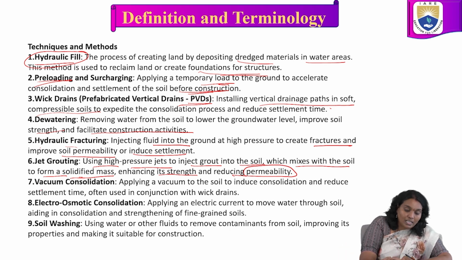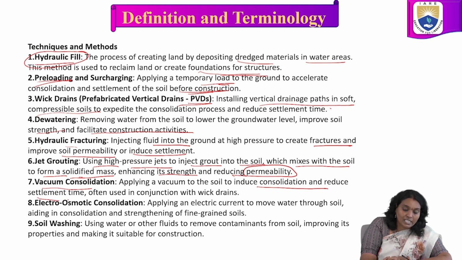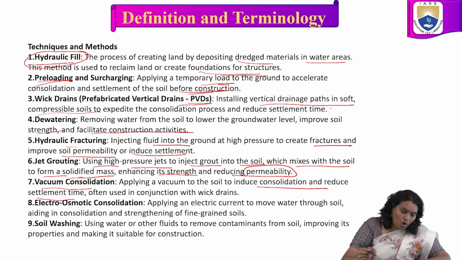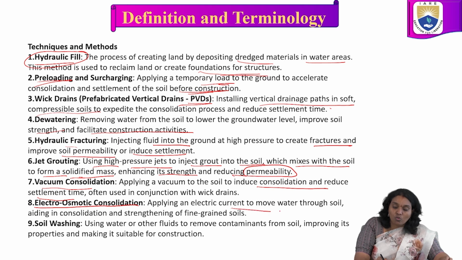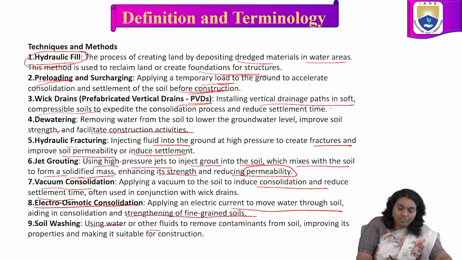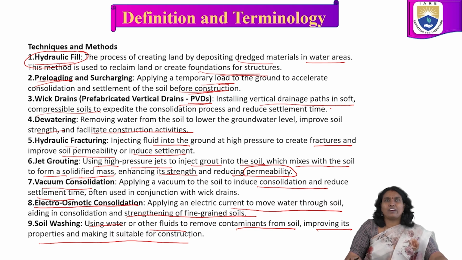And also vacuum consolidation, applying a vacuum to the soil to induce consolidation and reduce settlement time, often used in conjunction with wick drains. Electroosmosis consolidation is also one of the important terms, electroosmotic. So applying an electrical current to move water through soil, aiding in consolidation and strengthening of the fine grained soils. Soil washing, using water or other fluids to remove contaminants from soil, improving its properties and making it suitable for construction.